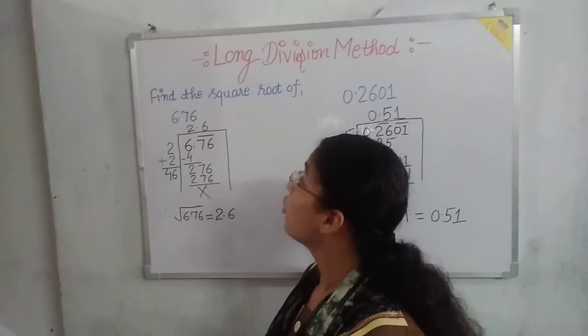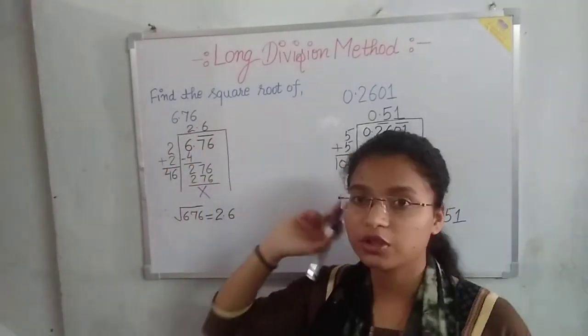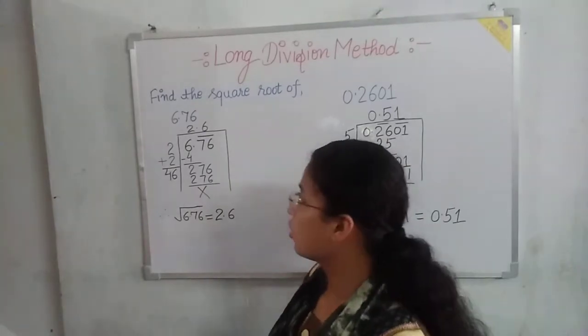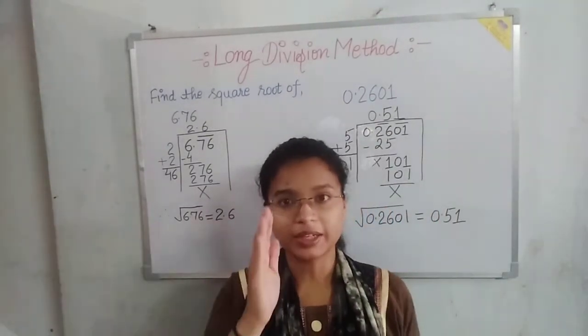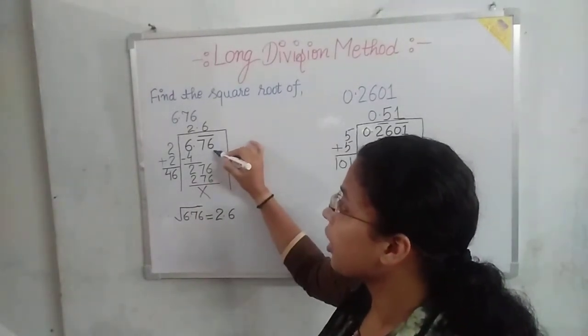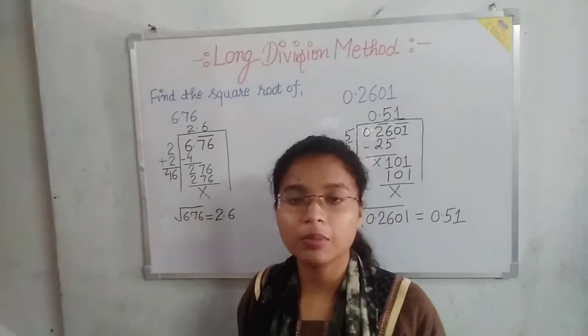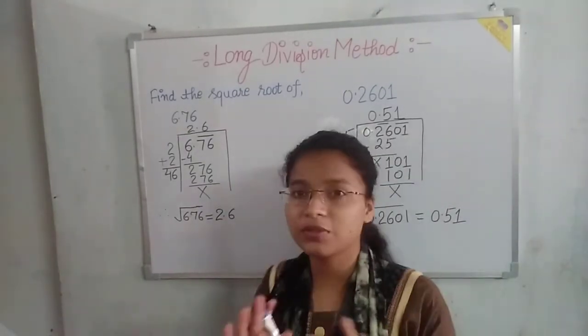Okay, now find the square root by the long division method, and this is your first question, 6.76. First of all, start making pairs from the back side. When you make the pair, this will be one pair, and 6 is not having any number, so you don't need to worry, just leave 6 as it is.